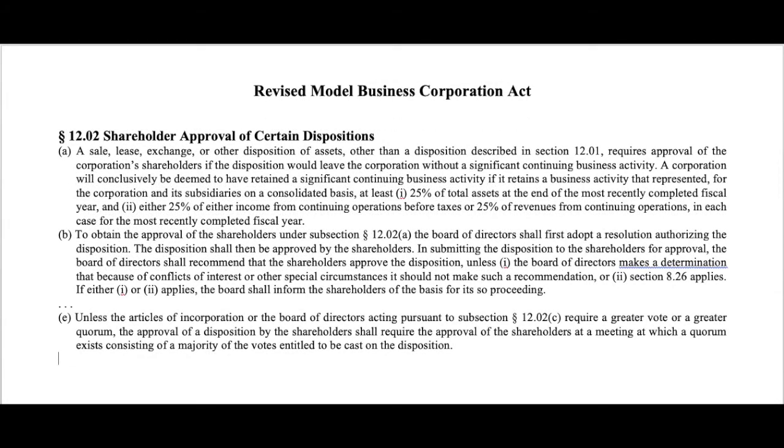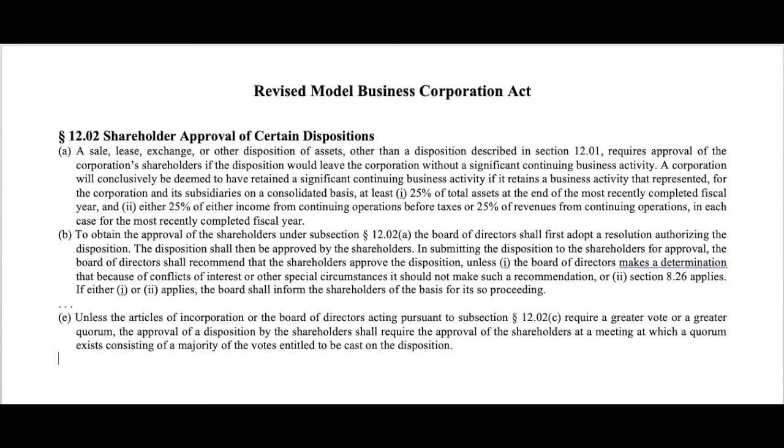However, Section 12.02 then says that sometimes you do in fact have to get shareholder approval, and that is as follows. All right, well then 12.02(a) says that shareholder approval is in fact required wherever there is a sale, lease, exchange, or other disposition of assets other than the disposition described in Section 12.01, if the disposition would leave the corporation without a significant continuing business activity. Now, this can pose a bit of a fact question because sometimes a company will still have some assets and the company will try to say, well, this wasn't a disposition within the meaning of Section 12.02 because, look, we still have a factory and stuff.